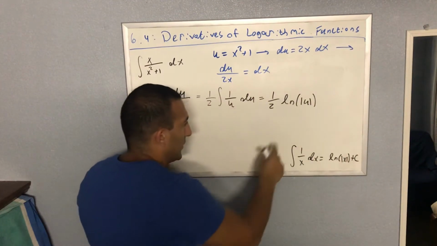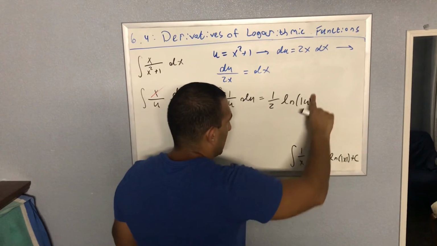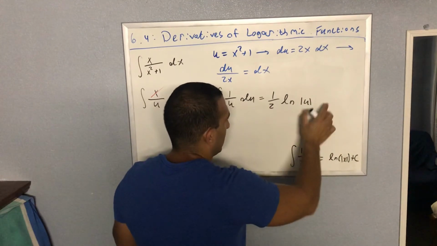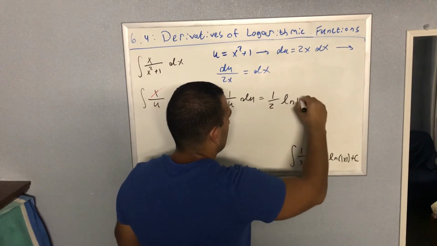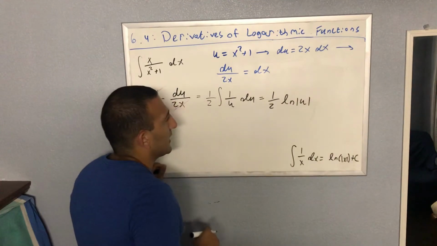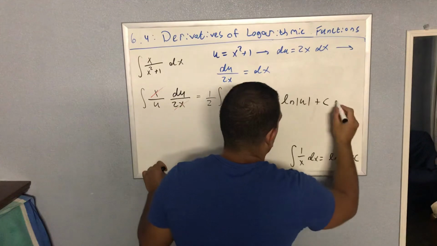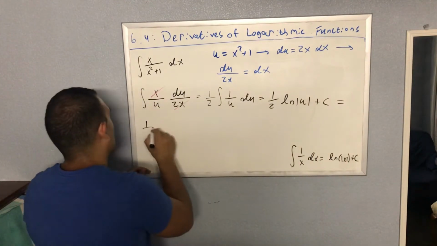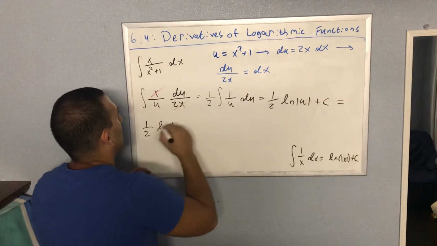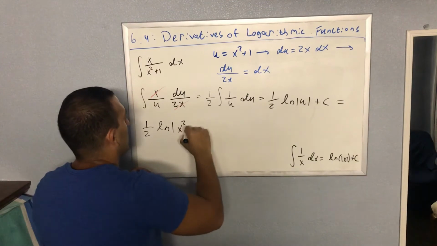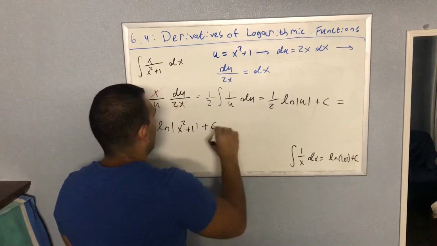And you don't necessarily have to write these parentheses. It's pretty well understood that if you just write it like this, that's what it means. So ln of absolute value of u plus c, and then once you substitute back for u, this is 1/2 ln of the absolute value of x squared plus 1 plus c.